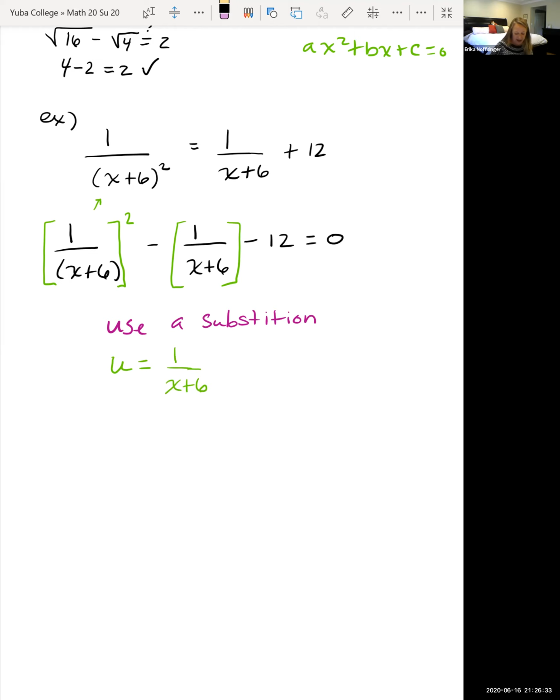let's go back now into that equation that we have, and wherever we see 1 over x plus 6, instead of that, we're going to rewrite it with a U there. So notice we have 1 over x plus 6, and that quantity is squared. So we're going to go back and replace that. So we have U quantity squared, and then we have minus, so I see the 1 over x plus 6 again, so I'm going to replace that with a U. And then I have my minus 12 equals 0.